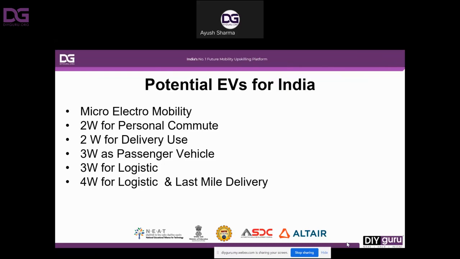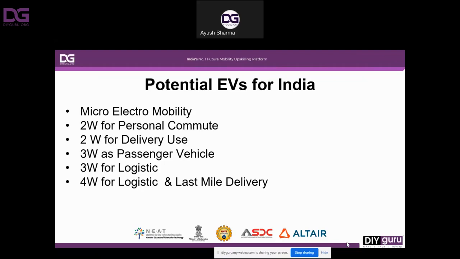So in two-wheeler we are again having segments, like two-wheeler for personal commute and two-wheeler for delivery. Two-wheeler for personal commute means that we are having the two-wheeler as a passenger vehicle, so we can say that is a personal commute. And if we are using the two-wheeler for delivery use, okay, that is a logistic vehicle segment in two-wheeler.